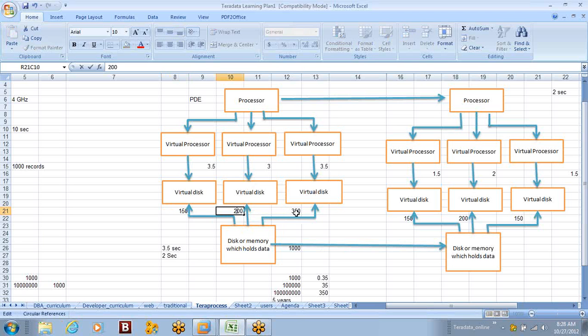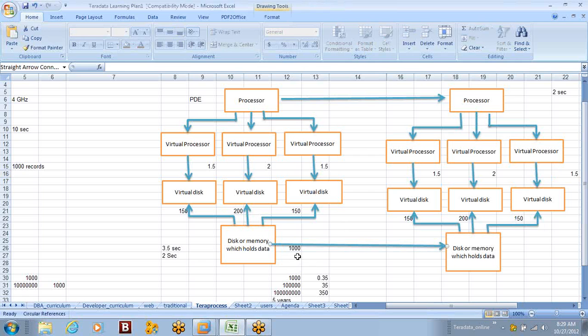It may not be 100% always. I may show some skewness because of real-time scenarios. Okay, there may be some skewness, but it would be distributed across all the virtual disks almost evenly. So now, what is the time taken to process? 150 records, relatively, would be 1.5 seconds, and here 200 records would be 2 seconds. It would be 1.5 seconds, and again 150 records, 1.5 seconds, 200, 2 seconds, 150 records, 1.5 seconds.